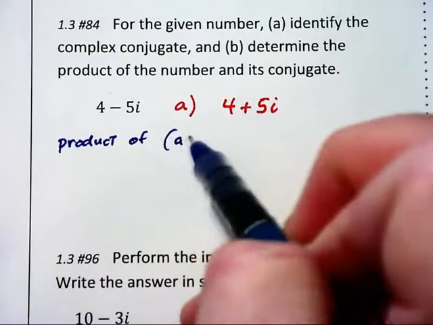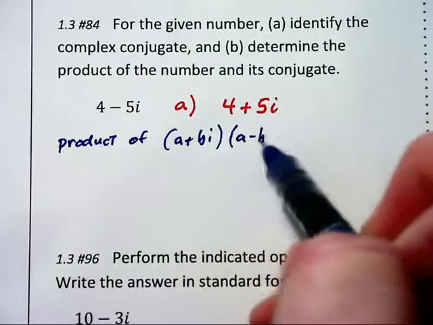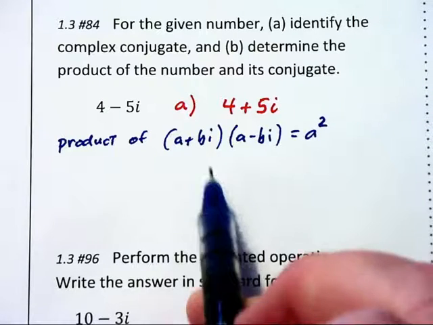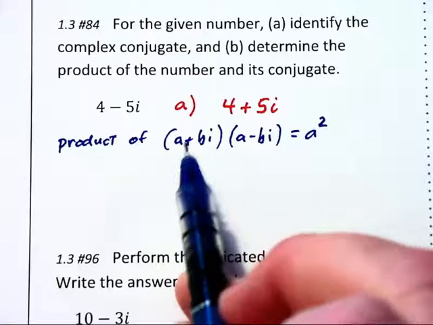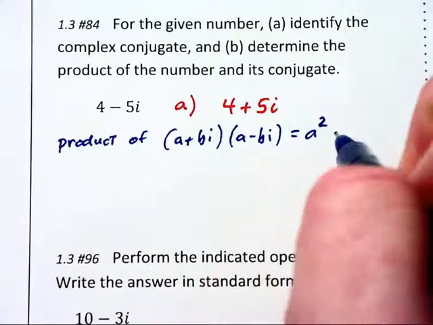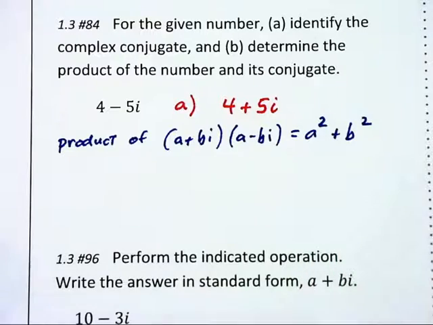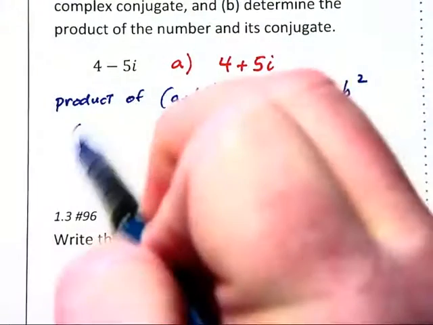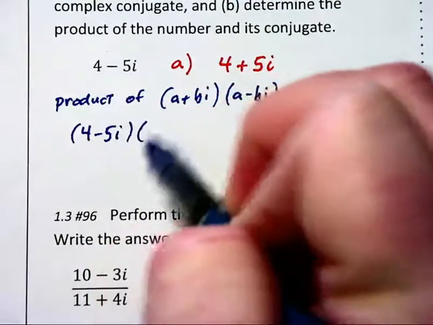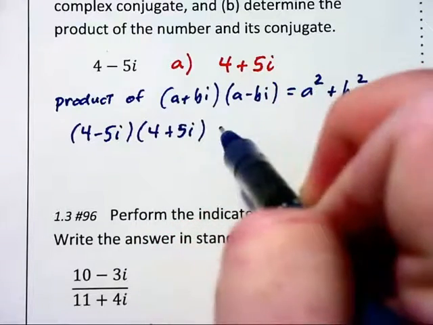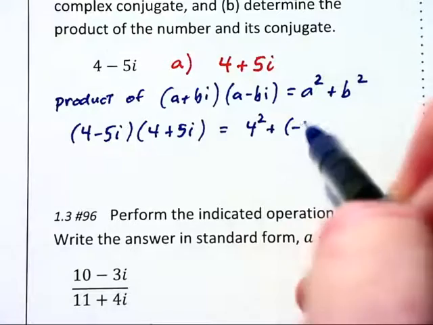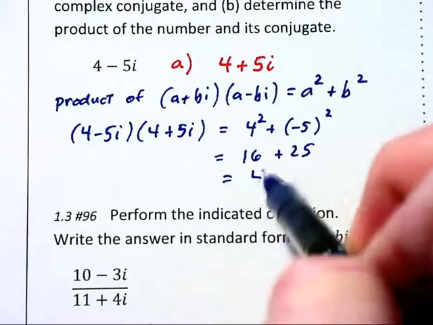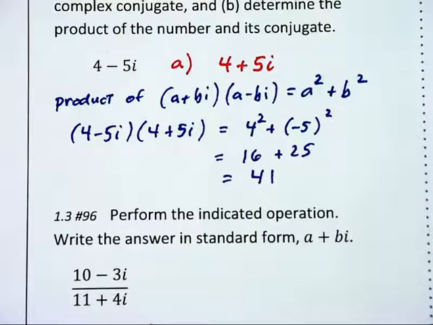a plus bi times a minus bi, you are going to get a squared from the first part of FOIL. The middle terms of FOIL are going to cancel each other out, and you're going to get minus b squared i squared, which turns into plus b squared. And that is a much quicker way to allow us to multiply conjugates together. Because when we now multiply 4 minus 5i times 4 plus 5i, we're going to get 4 squared plus negative 5 squared. This will become 16 plus 25, which is equal to 41. A squared plus b squared.